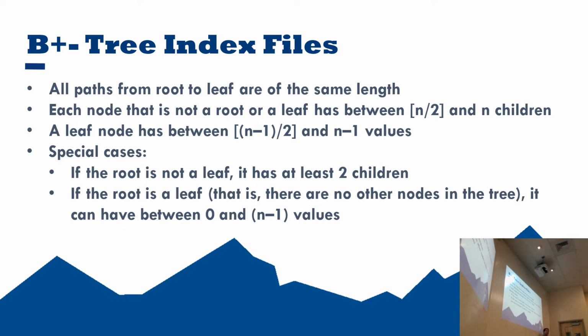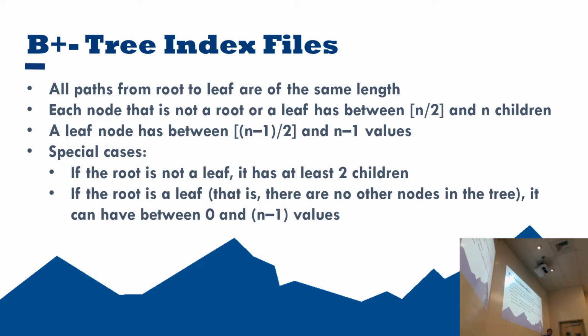If the root is not a leaf, it's going to have 2 children, and that's a minimum. Basically, I don't really know of a case where a root would be a leaf. But as long as you're dealing with something other than a leaf, you're going to have at least 2 children.